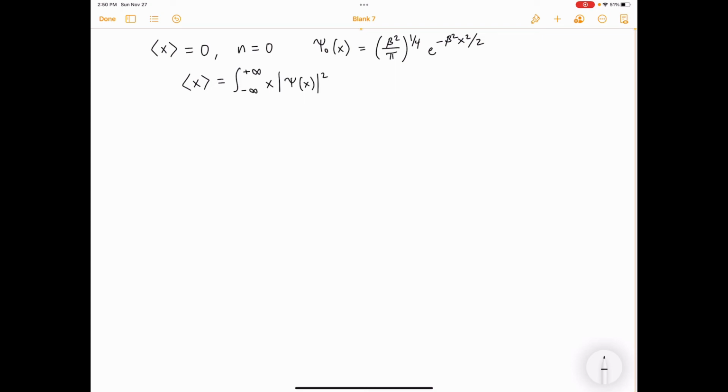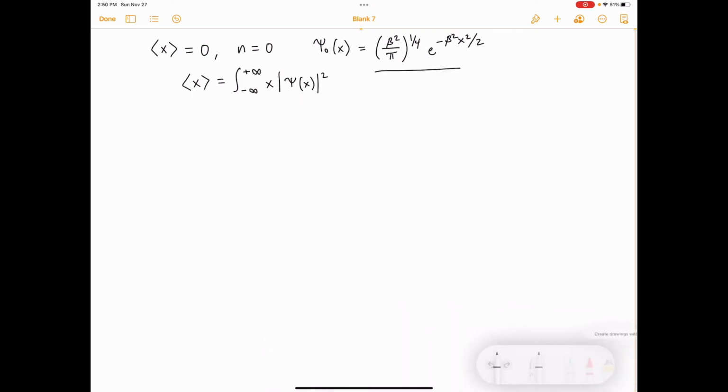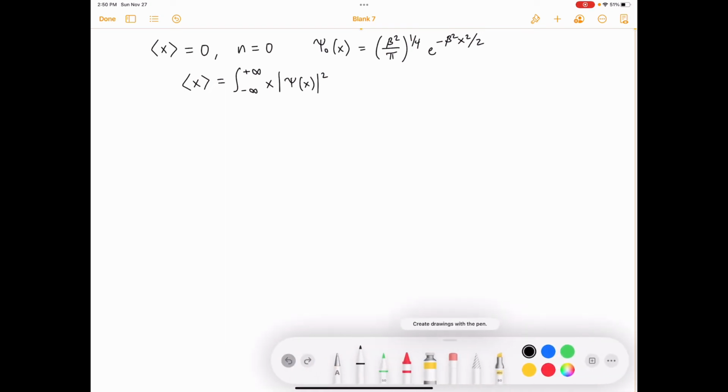Now, if the wave function had complex values, we'd have to worry about psi of x squared. We'd have to take the complex conjugate and multiply it by the wave function. But in this case, the wave function doesn't have any complex numbers in it, doesn't have i in it, right? So we can just square it, and that's it.